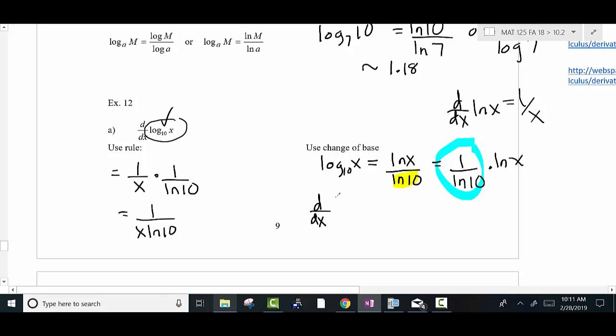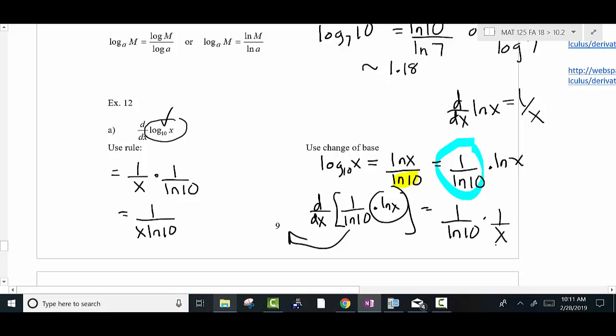So here's how I would do the derivative. I would do the derivative of 1 over ln 10 times ln of x like this. Remember, the constant just comes out of the derivative, you just write it down. So that would be 1 over ln 10, and we learned what the derivative of ln x is. What's that again? 1 over x. There you go. Good. So same answer, see. That's why you get that ln in there, because it comes from the change of base formula.